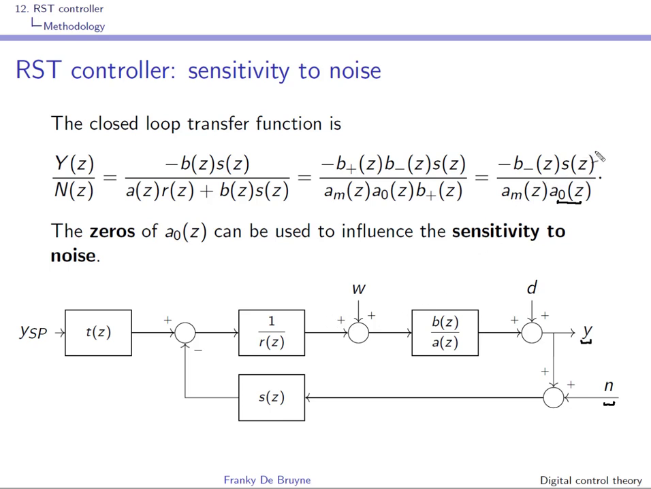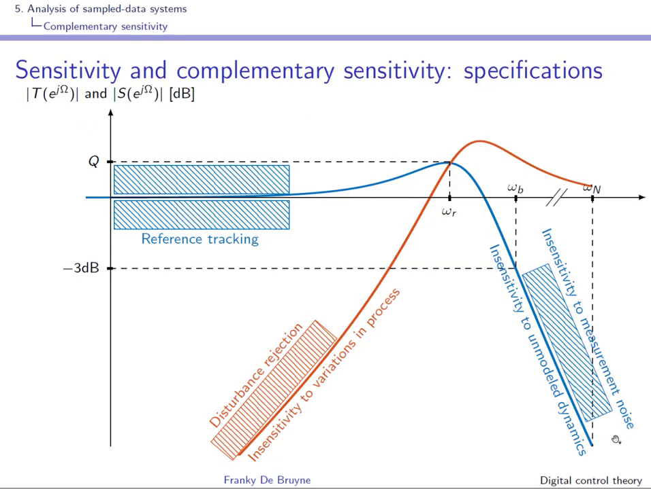And since we're talking about sensitivity, well, it's probably a good idea to look at the Bode diagram of this transfer function and to play with the roots of A0 in such a way to reduce the peak sensitivity and the sensitivity to noise in the frequency ranges where the noise content is high. And this will be illustrated on the tutorial example next.